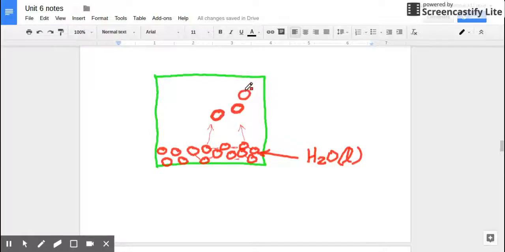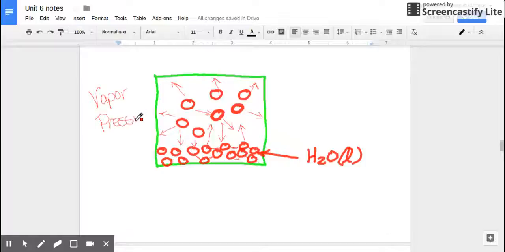Oops, I made my circles a little bit big. All right. And we're going to form a water vapor that's up here in this space. And that water vapor is bouncing all around in this space and hitting each other and hitting the walls of the container. They're also hitting the surface of the water that's down here. And all of these crazy arrows that I drew are what we call vapor pressure. They're the pressure that the water vapor is exerting on the inside of this container.